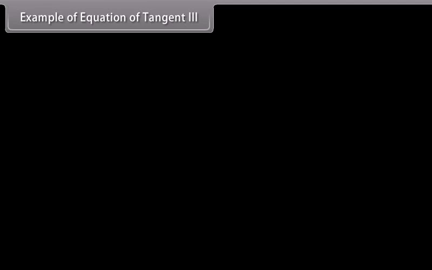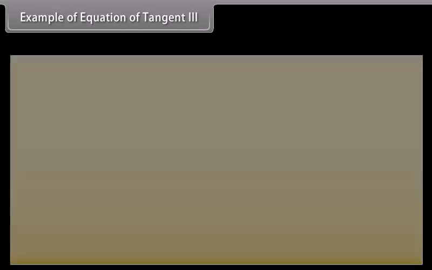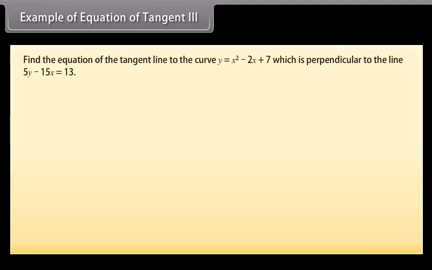Example of equation of tangent 3. Find the equation of the tangent line to the curve y is equal to x square minus 2x plus 7, which is perpendicular to the line 5y minus 15x is equal to 13.